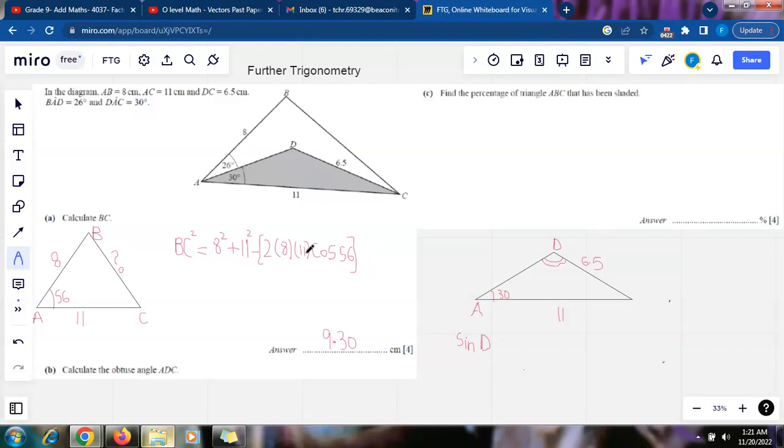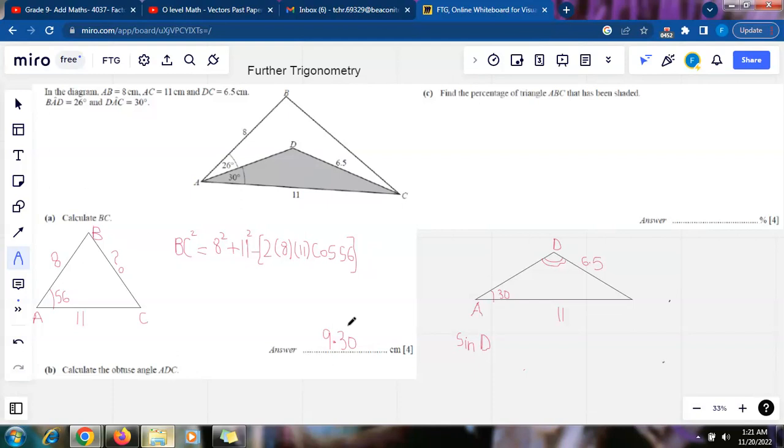So you have to multiply all these four things: 2 multiplied by 8 multiplied by 11 multiplied by cos 56. That will give you a single answer. And this is 8 squared plus 11 squared minus this answer will give you a number, and you have to take the square root of that number in order to get the length of side BC, that is coming out as 9.30 centimeters. And this is the final answer, 9.30 centimeters.